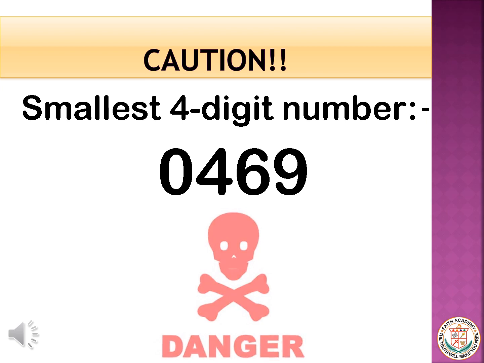Now children, you must always remember that when we are forming the smallest 4-digit number, we will never put 0 in the thousands place because 0 does not have value before the number, but it has value only after the number. So as you can see here, 0469 is not a 4-digit number but is a 3-digit number, which is 469.